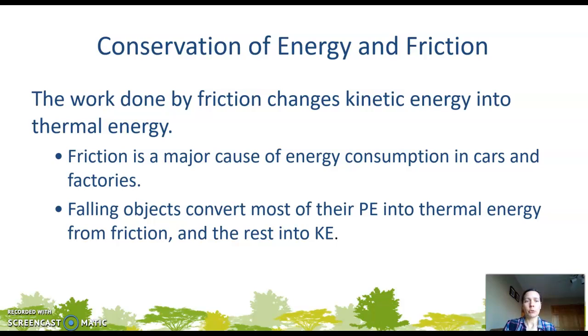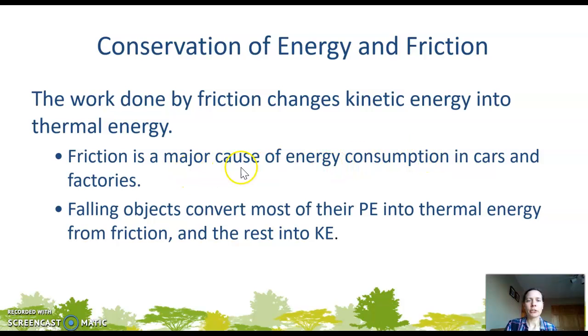Friction is a major cause of energy consumption in cars and factories, and falling objects convert most of their PE into thermal energy from friction and the rest into KE. So the second one here, falling objects: we talked about if you throw a penny off the top of the Empire State Building, if you could ignore air resistance, that penny would continue accelerating and getting faster and faster and faster. That potential energy from being up so high would give it enough kinetic energy at the bottom that it could kill somebody. But since we can't ignore air resistance, we can't ignore friction, most of that energy actually turns into thermal, and the penny would not actually hurt anybody. Well, it might hurt, but it would not actually kill them.